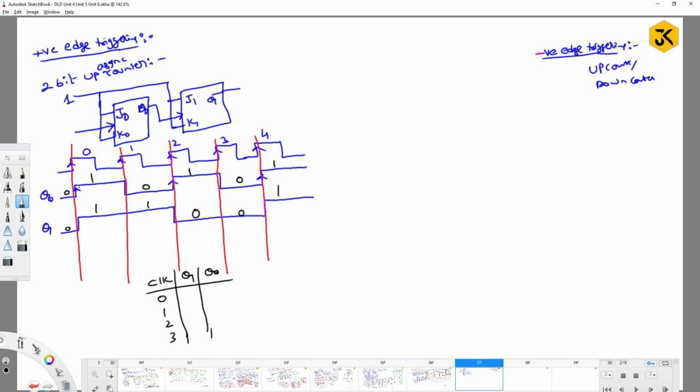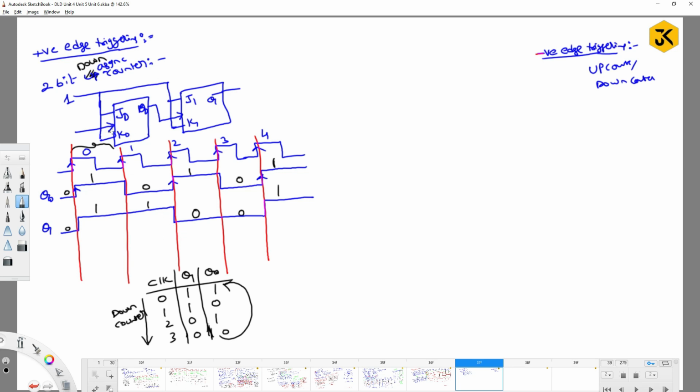If you assume that this is a clock, at 0 you are getting 1 1, next you are getting 1 0, next 0 1, next 0 0. After this, if you apply one more clock, you are going to get 1 1 again. It means that it is following higher value to lower value. We can call it a down counter. So this particular diagram provides a 2-bit asynchronous down counter.